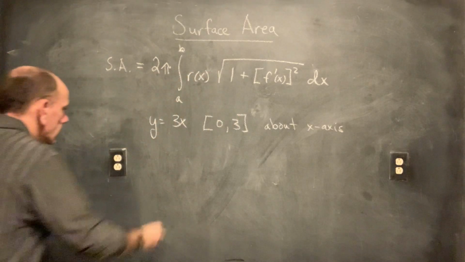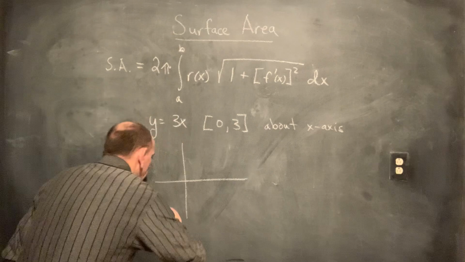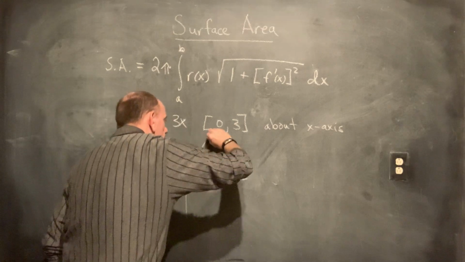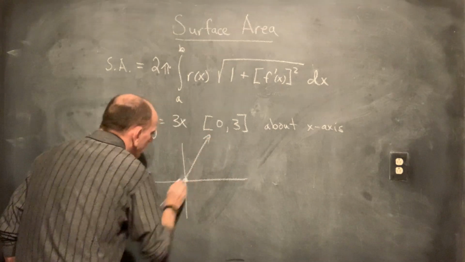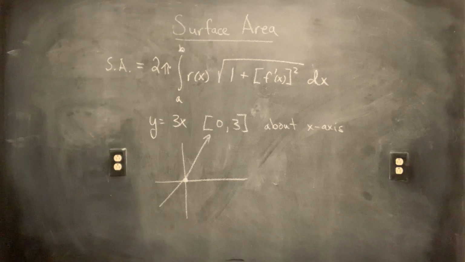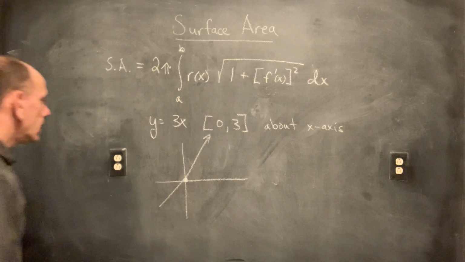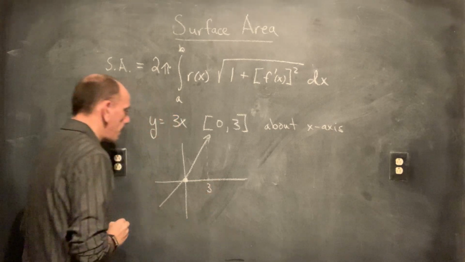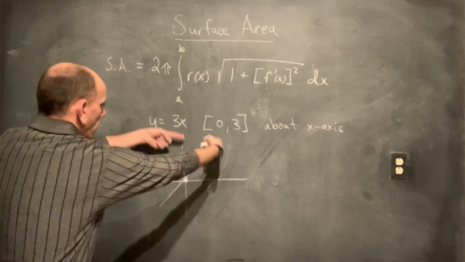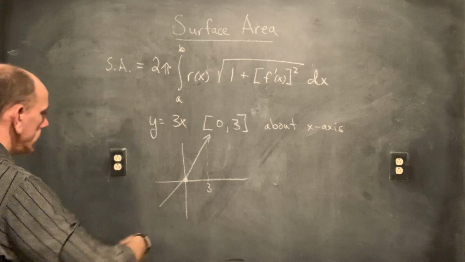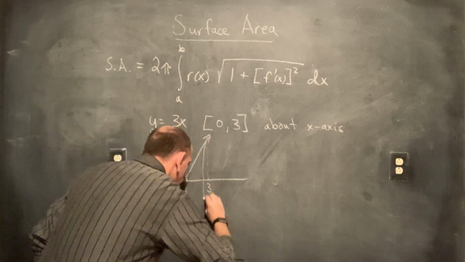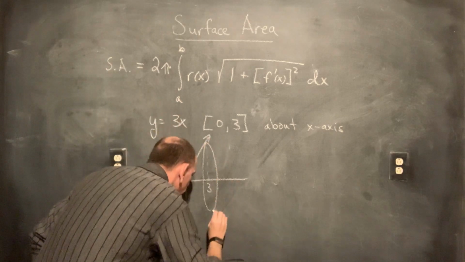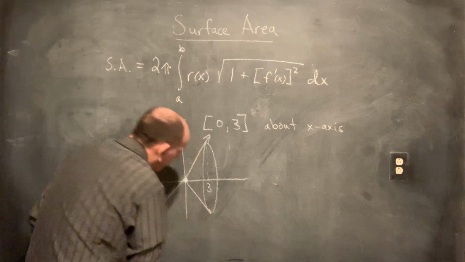Okay, so we've got this line, 3x. It's a bit steeper, I guess. That should have gone through 0. It's a bit steeper than y equals x. And we're on the interval from 0 to 3. We're going to rotate this guy around the x-axis, like that.